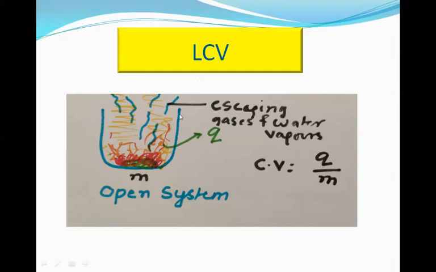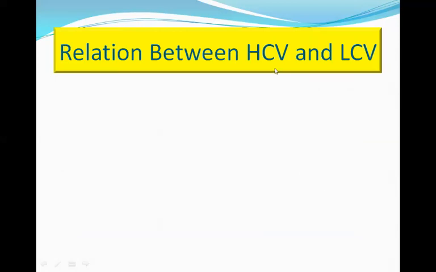The simple diagram here represents an open system involving burning of a mass of a substance. It gives only Q amount of heat as the heat of combustion, and the escaping gases and water vapors just pass out, so the calorific value Q by M has a lower value as compared to HCV.